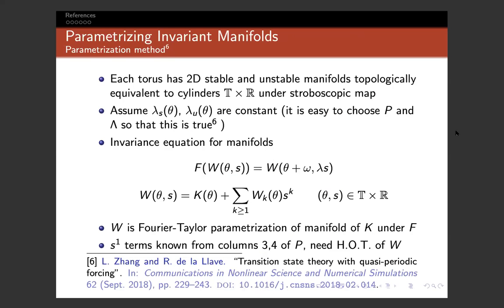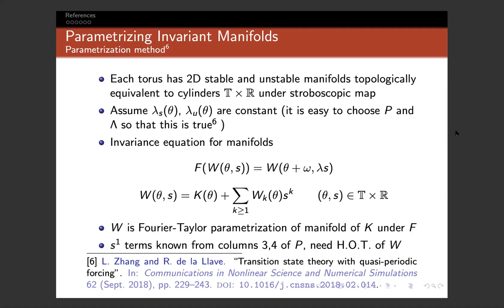So now, of course, we have the tori and we have their stable and unstable directions at each point k of theta. The next natural step is to find the invariant manifolds of these tori. We know that these tori are invariant circles, 1D, just T. And so their stable and unstable manifolds are going to be topologically equivalent to cylinders, T cross R, under the stroboscopic map. From now on, we assume that lambda S and lambda U are constant. It's easy to modify P and lambda so that this is true. The method is given in the paper cited below.